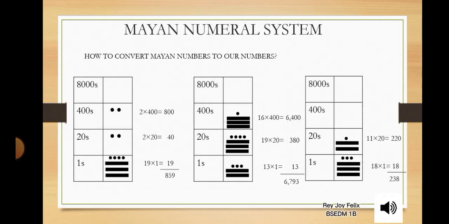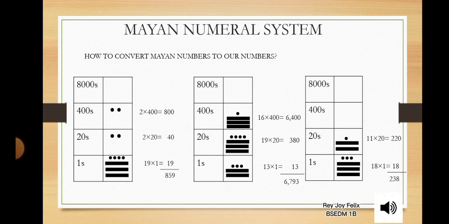So we are going to discuss the Mayan numerical system, how to convert a Mayan number to our number. In previous slides, we saw the 3 signs of the Mayan numerical system. We have a shell equivalent of 0, a dot equivalent of 1, and the horizontal line or bar equivalent of 5. So here we go. For example, 2 dots equivalent of 2 because each dot is 1.